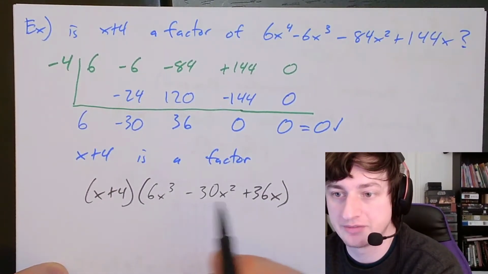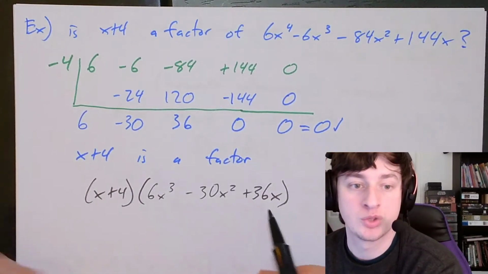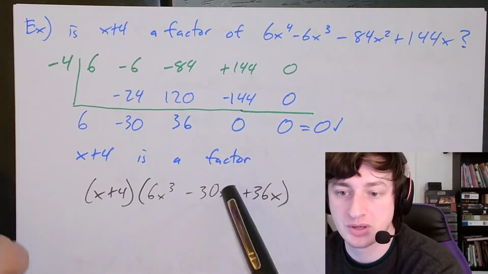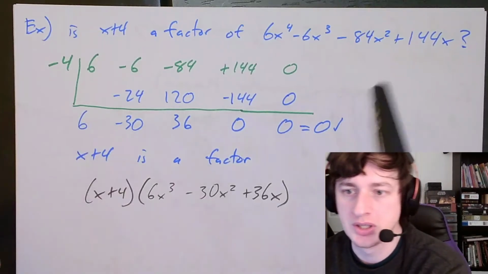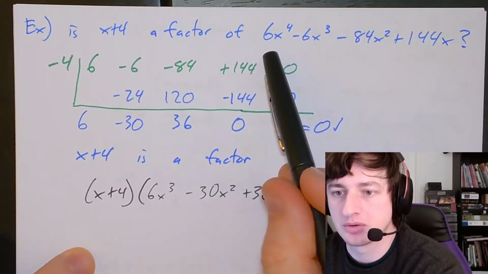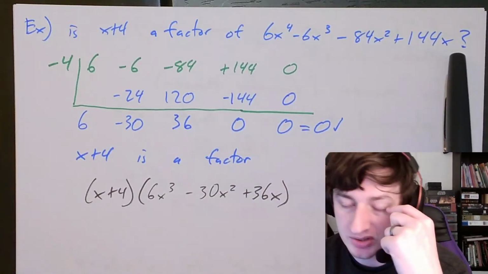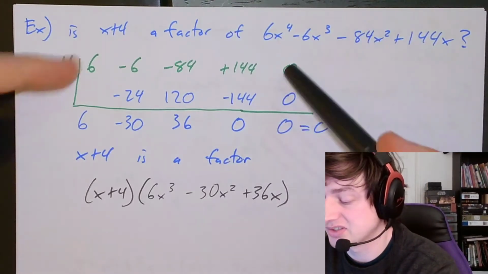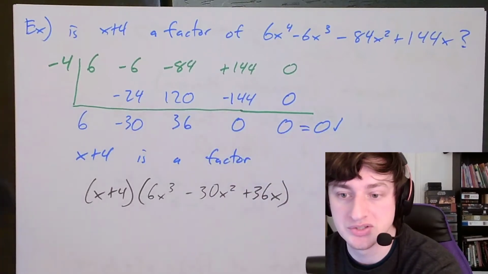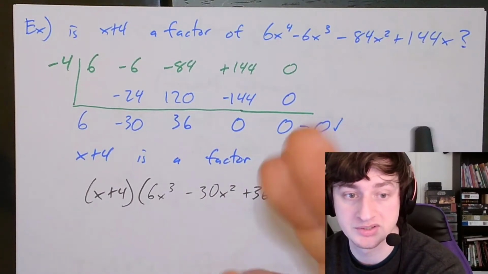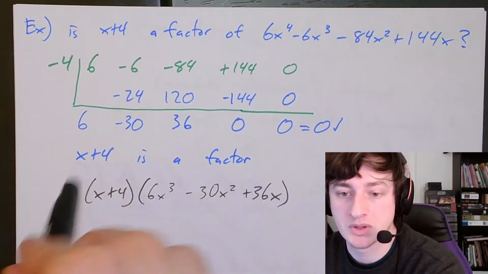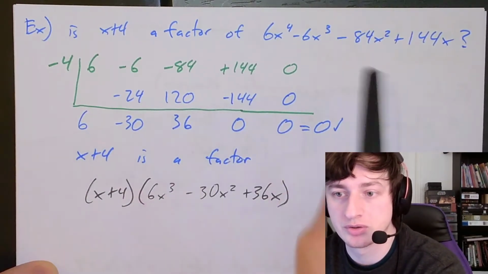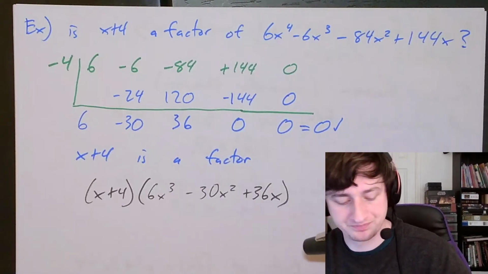Now this does have a greatest common factor, right? We can divide everything here by 6, which if we were completely factoring this problem, which we're going to do eventually, I would have done at the very beginning. I would have divided all of these by 6x at the very beginning, and that would have made the rest of this have smaller numbers and be easier. But regardless, you're going to get x plus 4 as one of the factors of this polynomial. Okay?